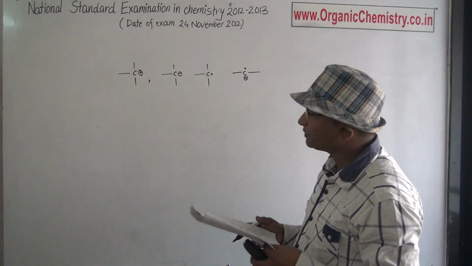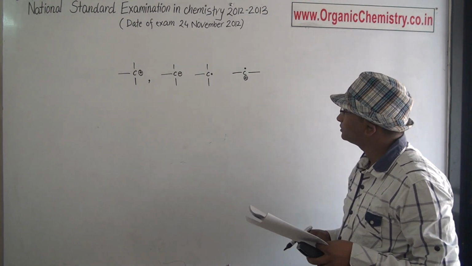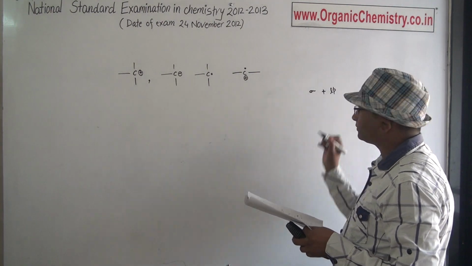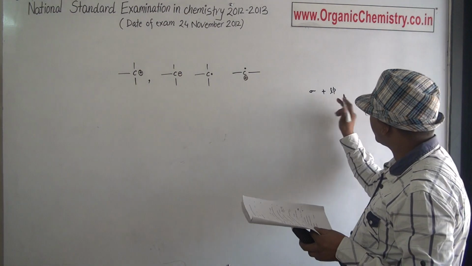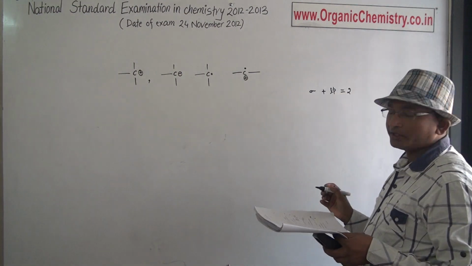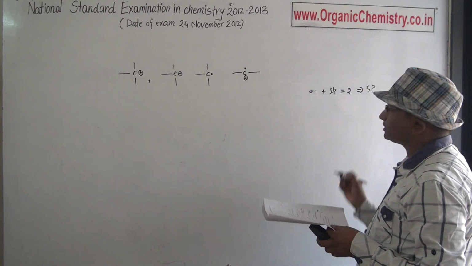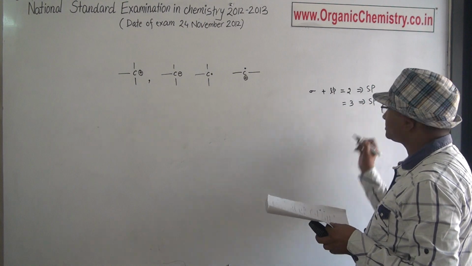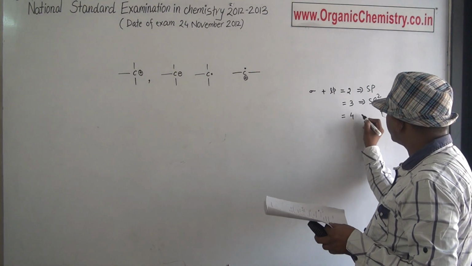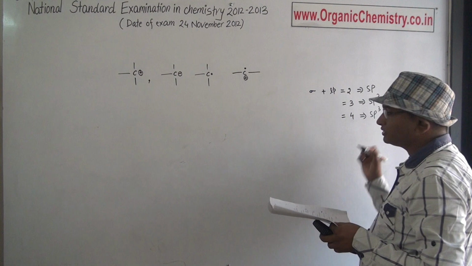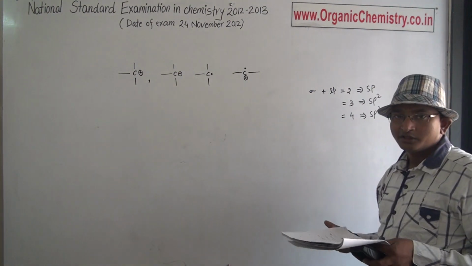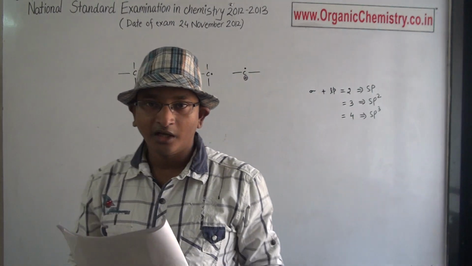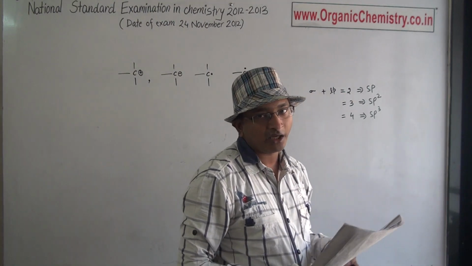To find out the hybridization of any atom, you have to count the number of sigma bonds and lone pairs. If the number of sigma bonds and lone pairs is 2, the hybridization will be sp. If this number comes to 3, the hybridization will be sp2. And if the number is 4, then the hybridization will be sp3. So in general, you can just count the number of sigma bonds and lone pairs and decide the hybridization of any atom.